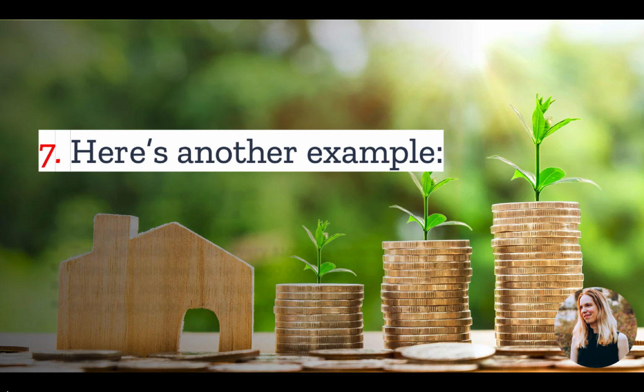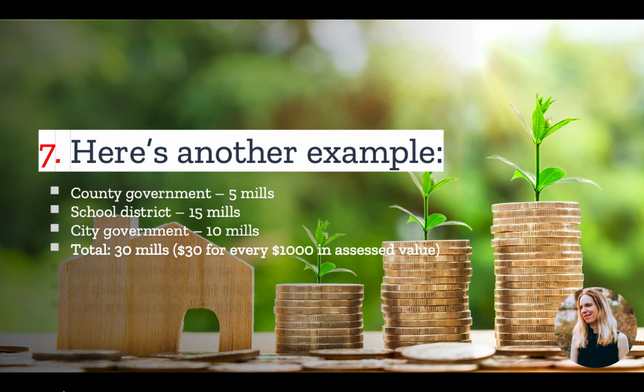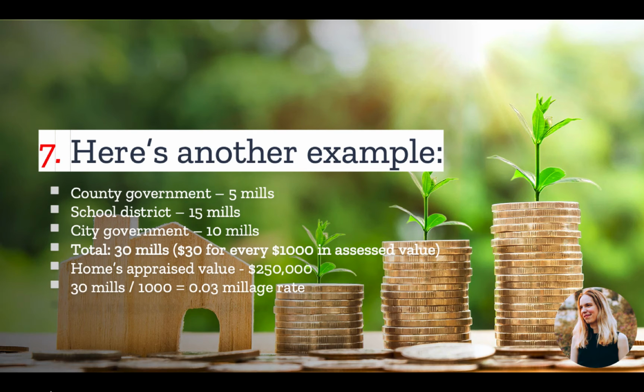Number 7, here's another example with multiple millage rates. Let's say in your jurisdiction, the county government charges 5 mills, your school district charges 15 mills, and your city government charges 10 mills. That means you have a millage rate of 30 mills, or $30 for every $1,000 in assessed value. In this example, your jurisdiction takes the home's estimated market value as its appraised value. Your combined millage rate is 30 divided by 1,000, or 0.03. Thus, your tax bill is going to be $7,500, or 0.03 times $250,000.